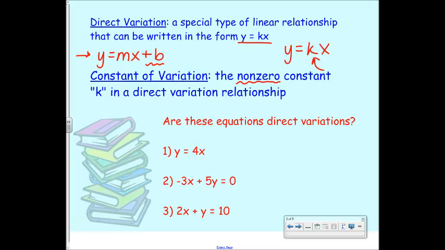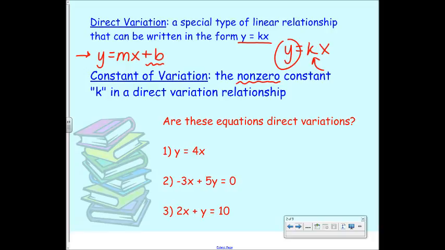So when you're looking at direct variation, it needs to be able to be written in the format y equals kx. So down here, there's 3 equations, and I want to know if they're direct variations. To figure out if it's a direct variation, where does y need to be? On the left, it could also be on the right, as long as it's by itself. So you basically just need y to be by itself, and then you can tell if it's a direct variation. So for example, in number 1, is this a direct variation? Yes, because you've got y equals something x.